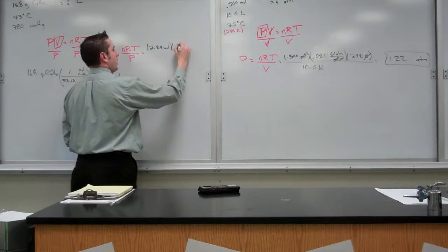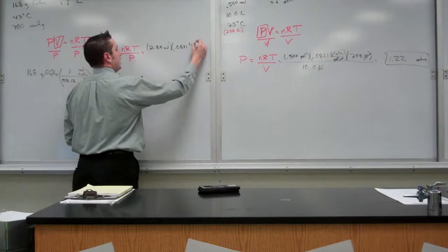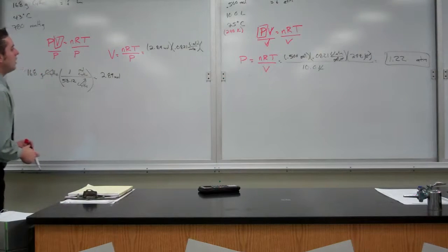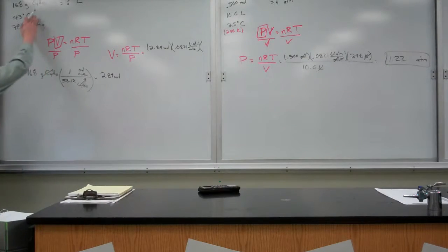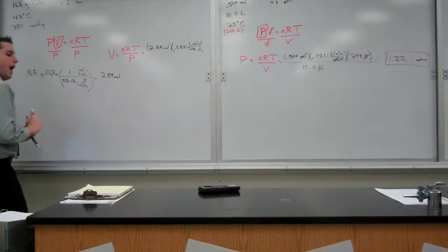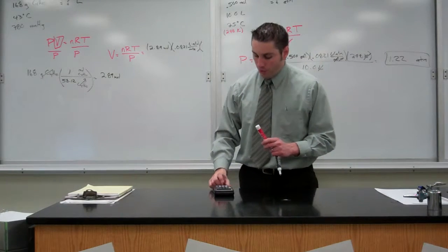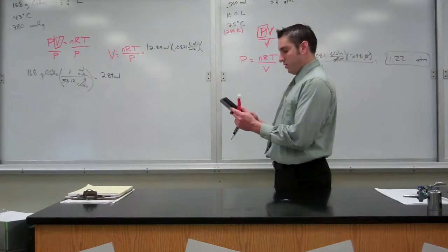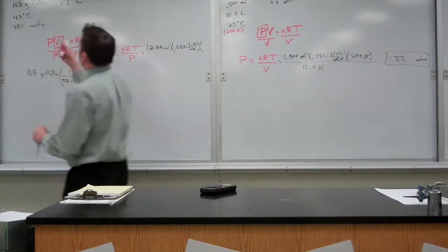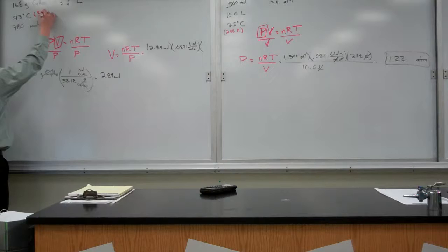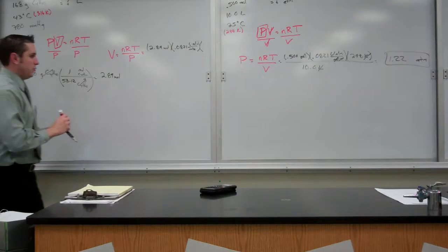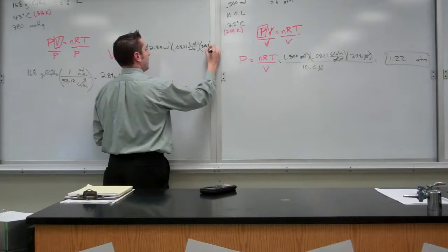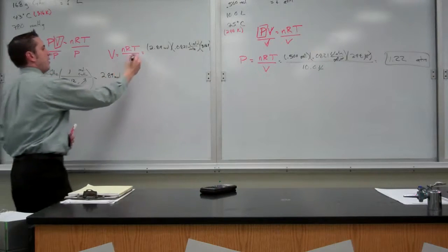R is the constant, 0.0821 liters ATM per mole Kelvin. Temperature must be in Kelvin. Again, it is not. It's in Celsius, so we add 273.15 to our 43. Looks like we get 316. Again, 316 stops at the decimal because 43 stops at the decimal. Apologize about the writing getting small there.